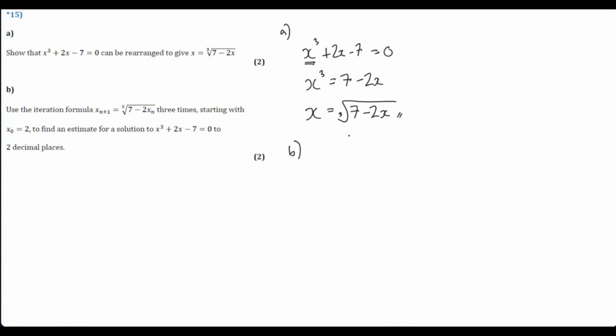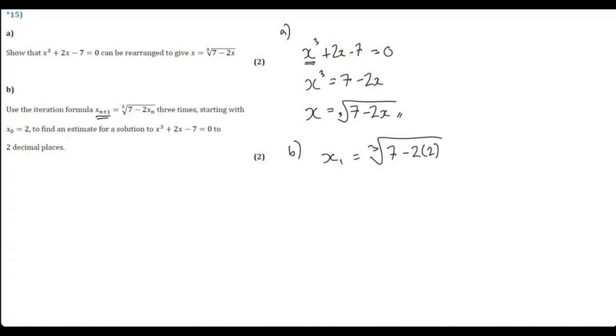Part B. Now, as you can see, this iteration formula has been arranged from the previous question. So again, if you can't do A, you can certainly do B. Remember, iteration is about homing in onto the solution. And it's saying we must use this iteration formula 3 times, starting with x0 is 2. So if I start off with x0, the next iteration, x1, will be the cube root of 7 take away 2 times xn. In this case, n would be 0, so that would be 2.